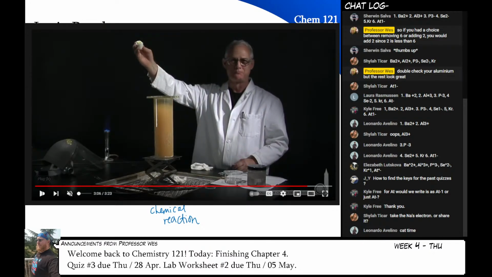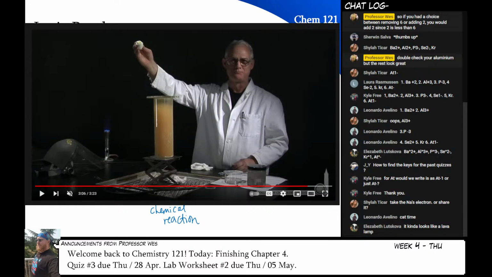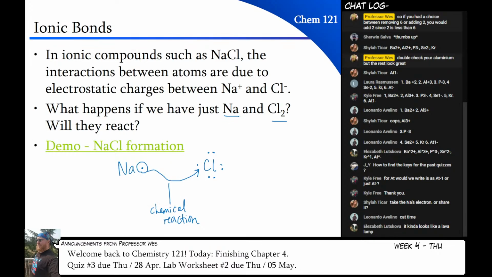So interestingly, we have turned a metal that is explosive with water and a gas that is extremely hazardous to human health, and by allowing them to react together, we've created something that is both inert, chemically, and delicious. So, chemical reactions are fun and interesting and have useful results depending on the reaction that you do.